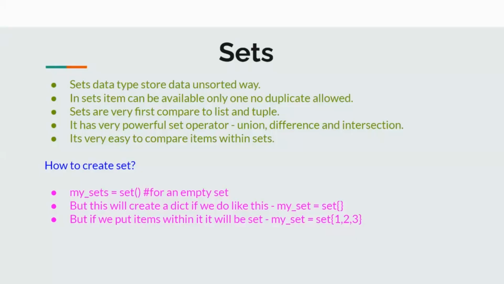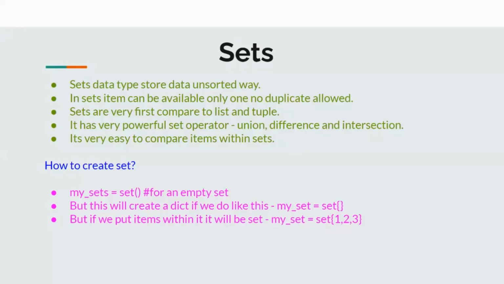In the last video we covered tuples, and in this video we'll cover sets. Sets are very powerful structures that store data in an unsorted way. I mean, there will be no sort. We have seen the list, you can sort either ascending or descending, but in the set you can't do it. In the set, an item can be available only once, no duplicate items. I mean, you cannot put two apples in one set.